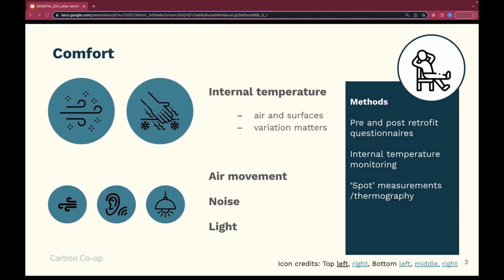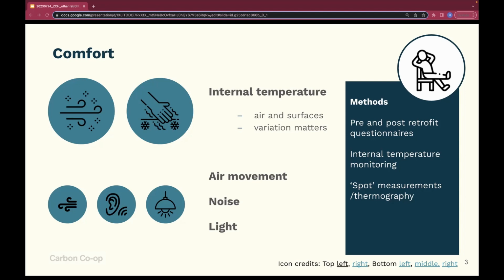In terms of methods, simple questionnaires and surveys are a really good way to baseline the pre-retrofit condition and then return afterwards. So we tend to use quite a simple rating. We get people to rate their perception of comfort in terms of temperature and air movement, noise, light in winter and summer. And then obviously repeating that afterwards can be really helpful to see if you've made a difference.